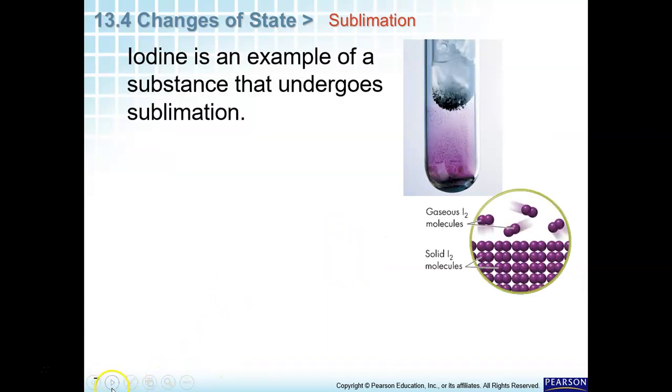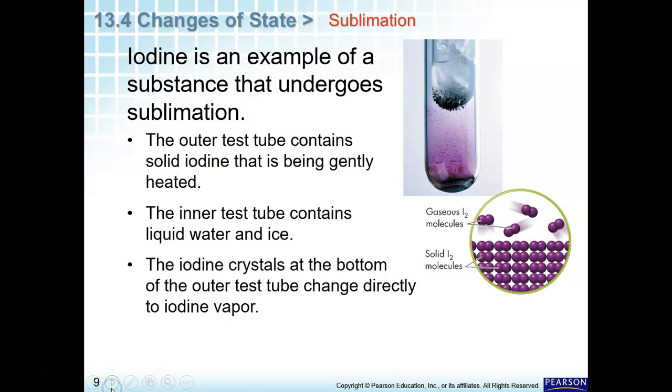So one substance that goes through sublimation is iodine. Basically, in this little setup here, the outer test tube contains solid iodine that's being heated. The inner test tube contains liquid water and ice. Basically, what's happening is that the solid is going directly to the gas, so there's no liquid stage in there. So it's pretty cool, and solid iodine will do this.